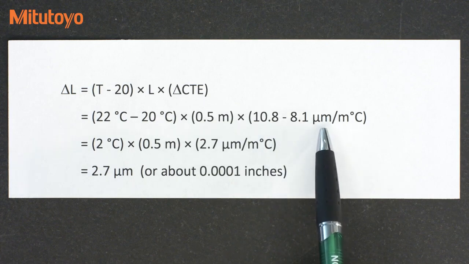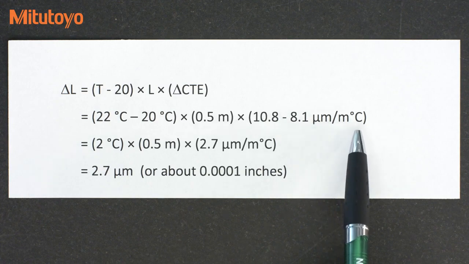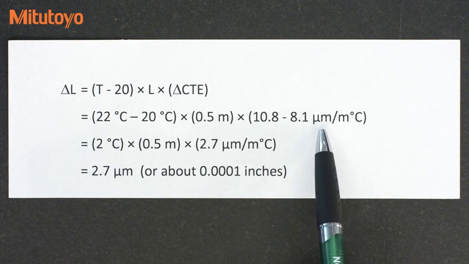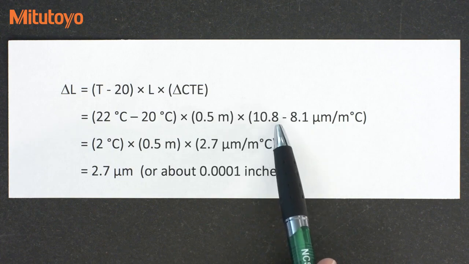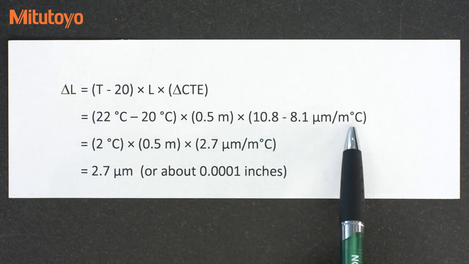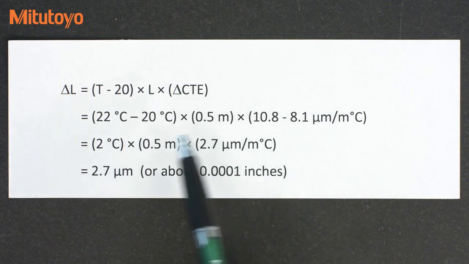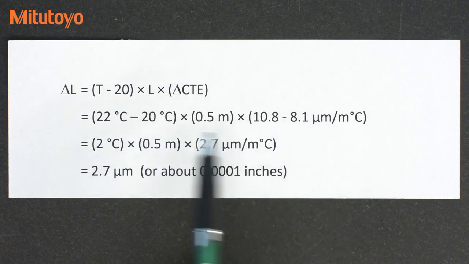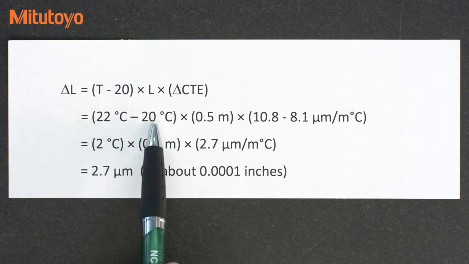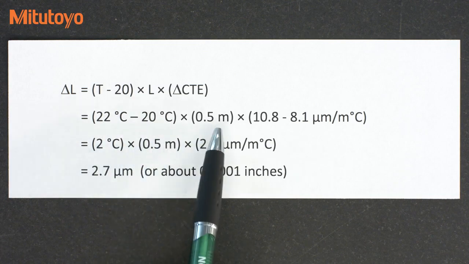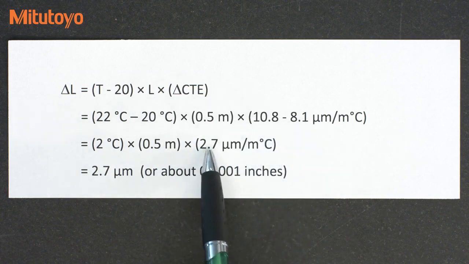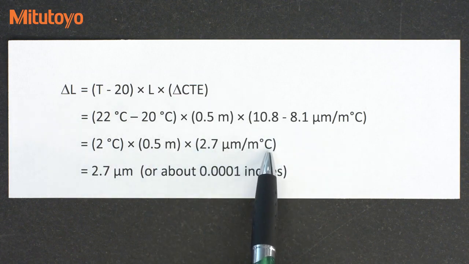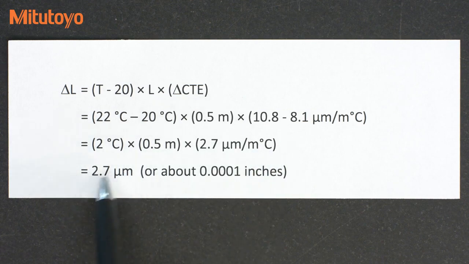And you can see I have the units here in microns per meter per degree C. That's the same as saying 10.8 parts per million and 8.1 parts per million per degree Celsius. All right, so that's all the numbers that we need. Then we can just do some simple math here. The 22 minus 20 gives me the 2. Pull down the half meter. The difference here is 2.7 microns per meter per degree Celsius. And in the end, that number comes out to 2.7 microns, which, if you prefer inches, is pretty close to about a 10,000th of an inch.